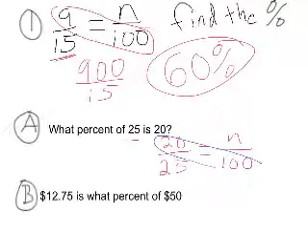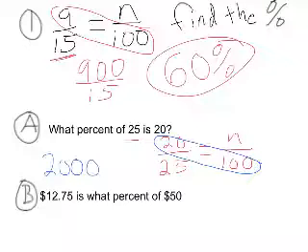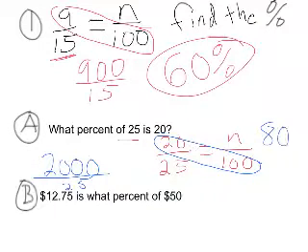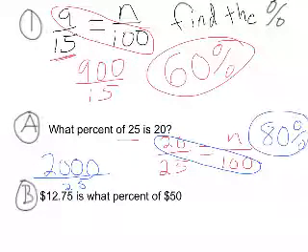So once again, I'm going to cross multiply, which will give me 2,000, divided by 25. When I divide it up, I come up with 80, which means that I have 80%. This one I want you to try on your own. Think about which number belongs as the numerator and which one belongs as the denominator.